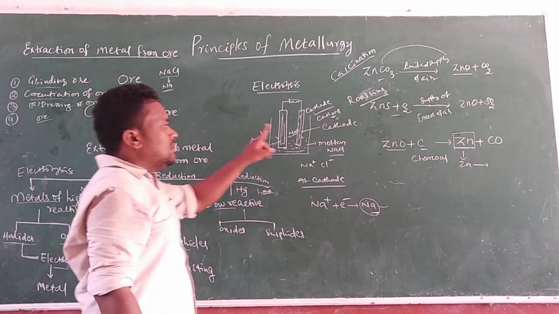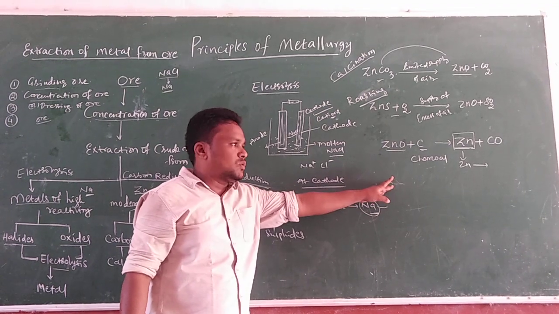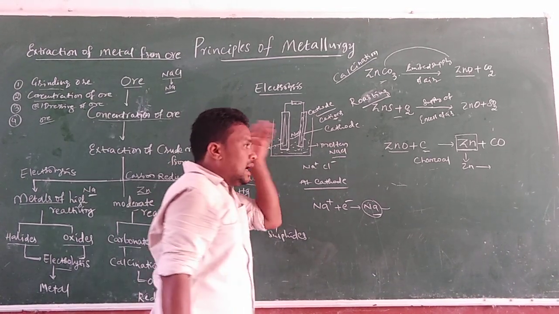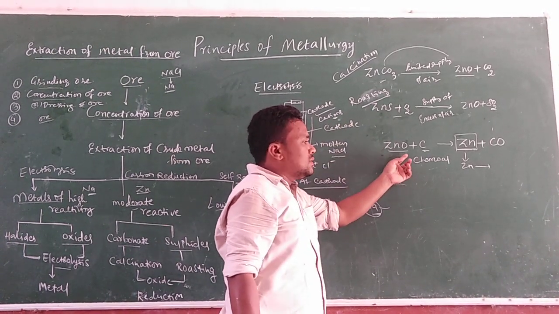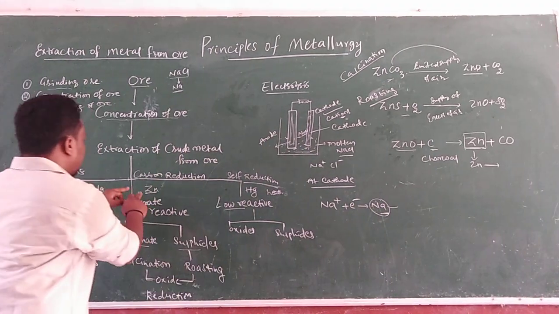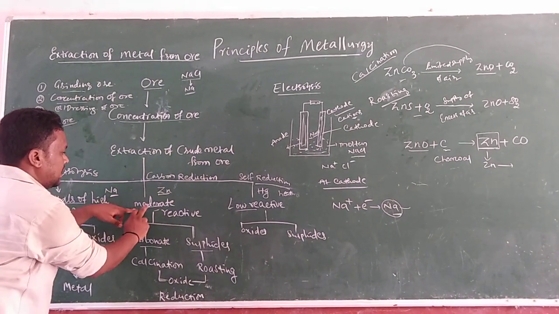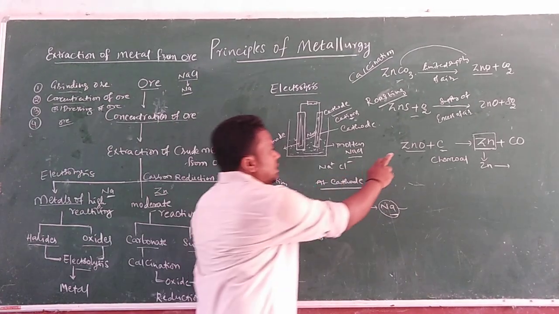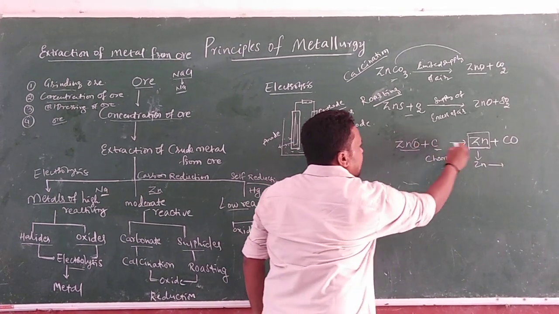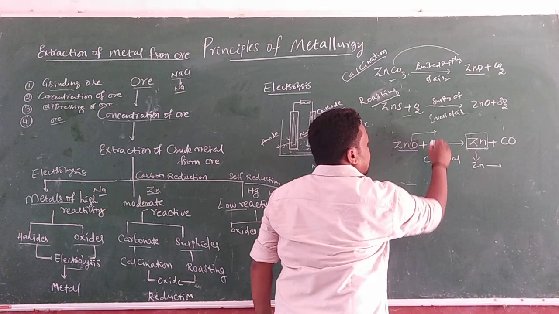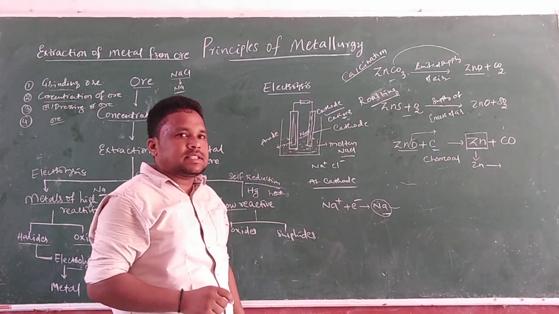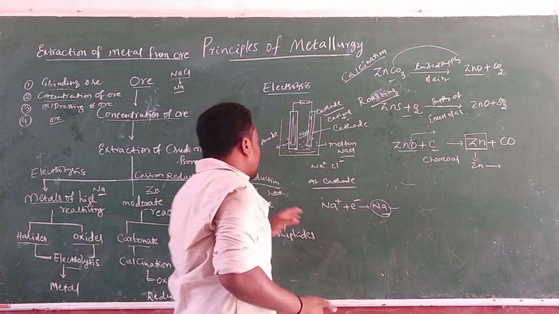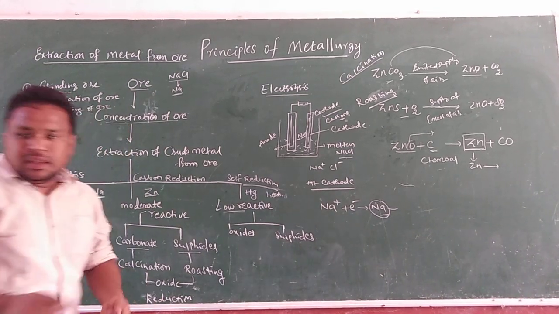So how can we get the moderate reactive elements from their ores? These are the processes. How many steps are involved? Three steps: calcination and roasting, and next, carbon reduction. That's why I am saying, the extraction of crude metals from moderate reactive elements undergoes carbon reduction. Here in ZnO, the oxygen is lost. The loss of oxygen is said to be reduction. In this way we get the metal from its crude ore, the second metal.